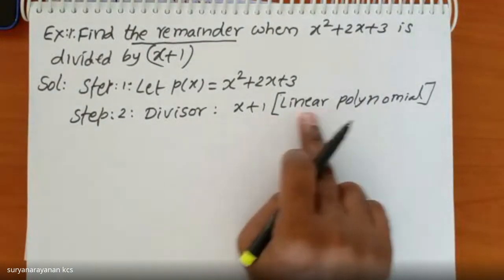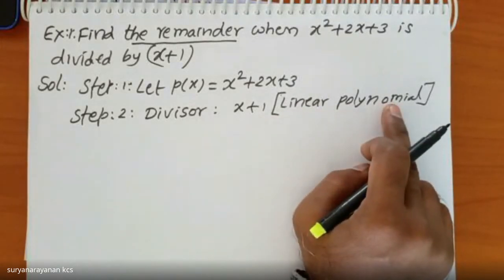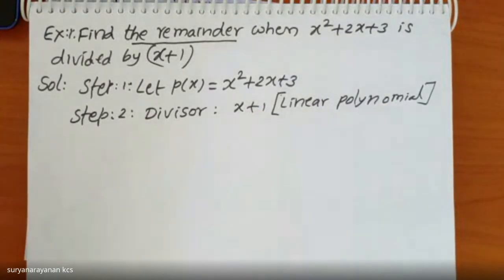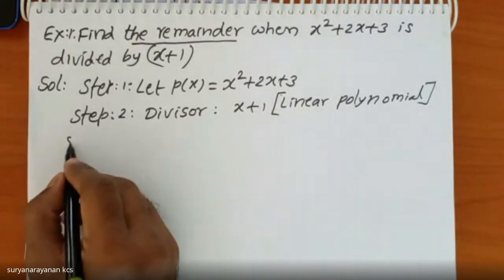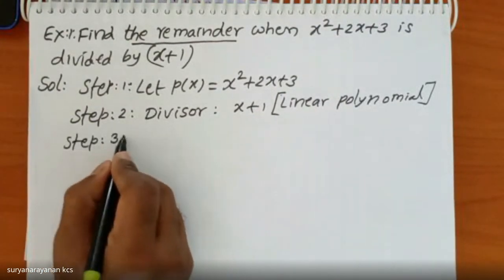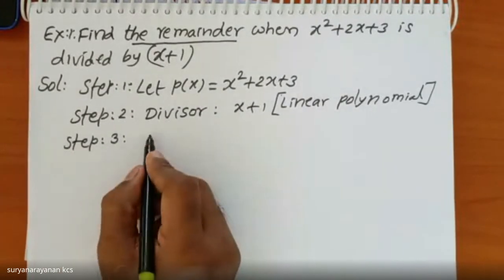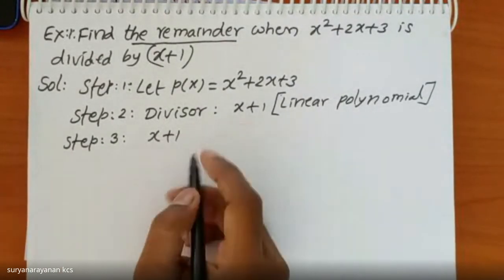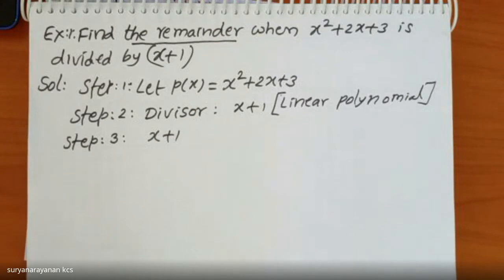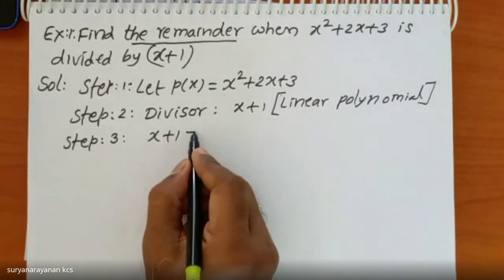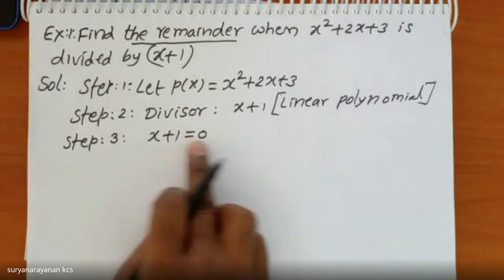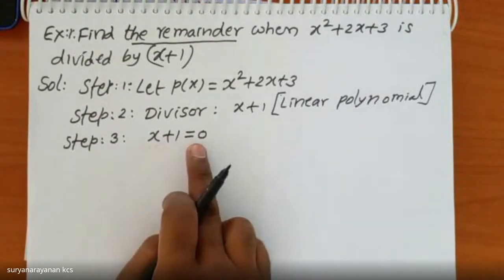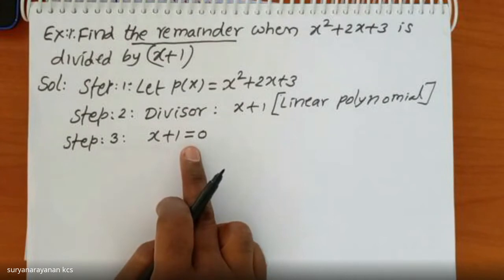So this is a given linear polynomial. In step 2, we have found the divisor. Step 3, after finding the divisor, take that divisor as it is. What is the divisor here? X plus 1. Now you have to write an equation like this: divisor is equal to 0. In step 3, you have to write this equation.